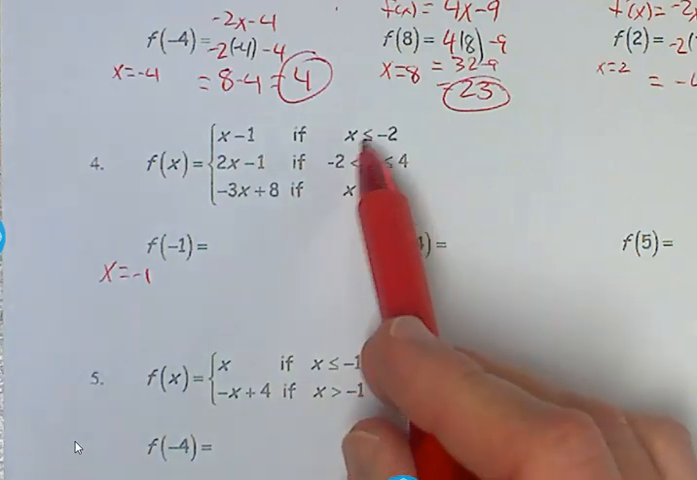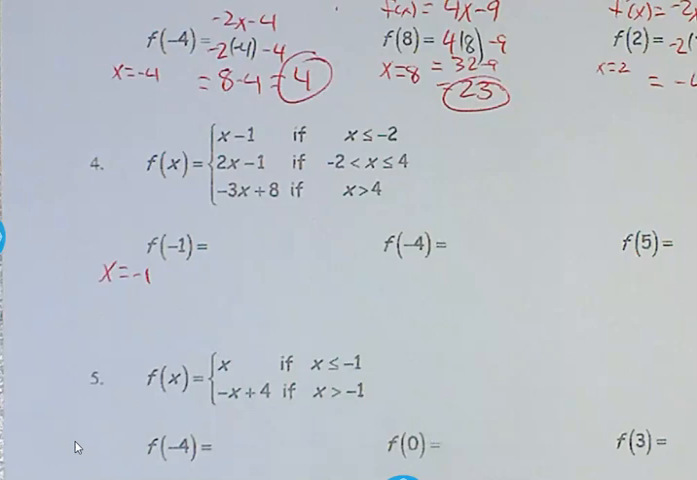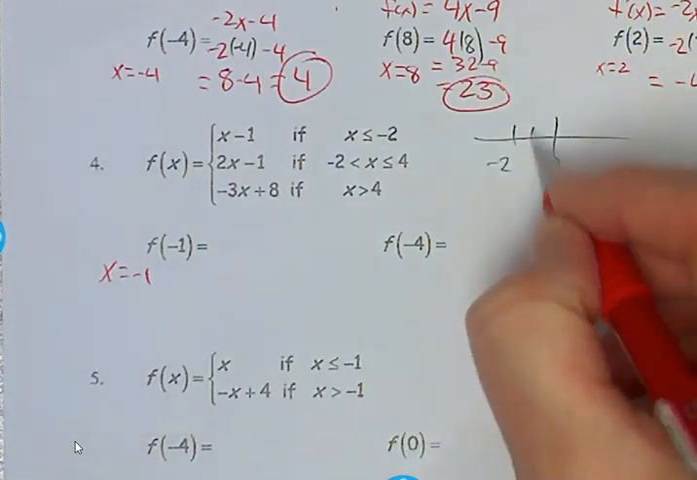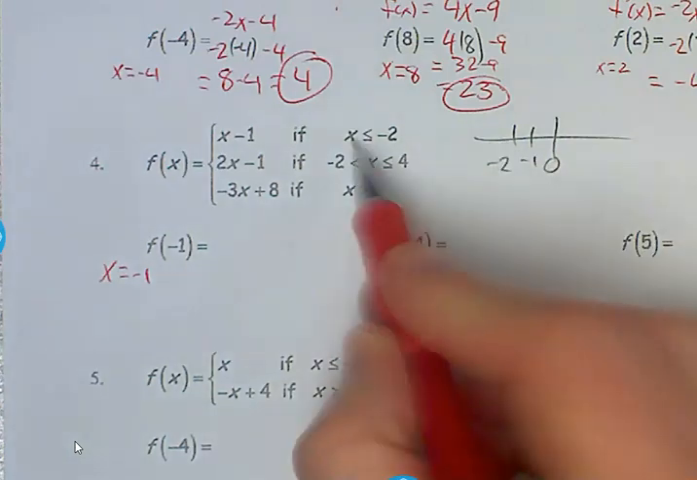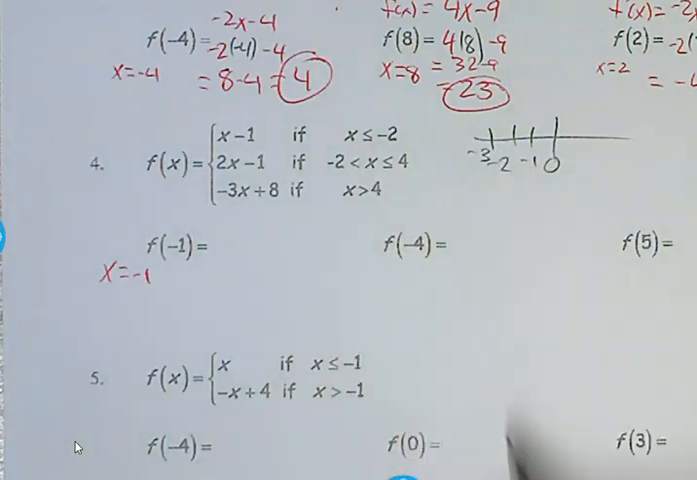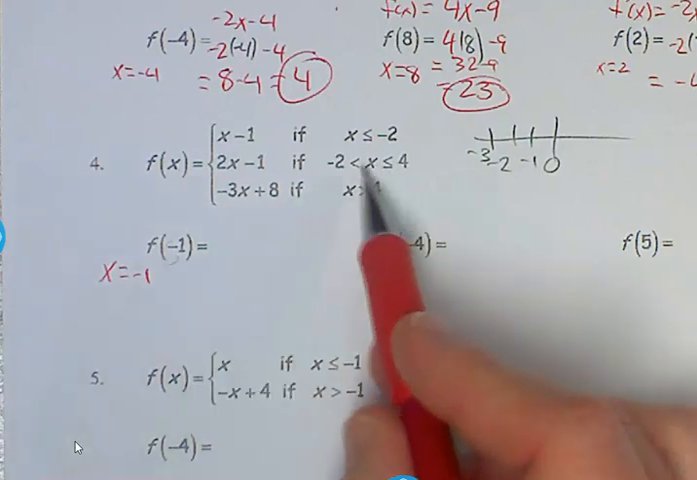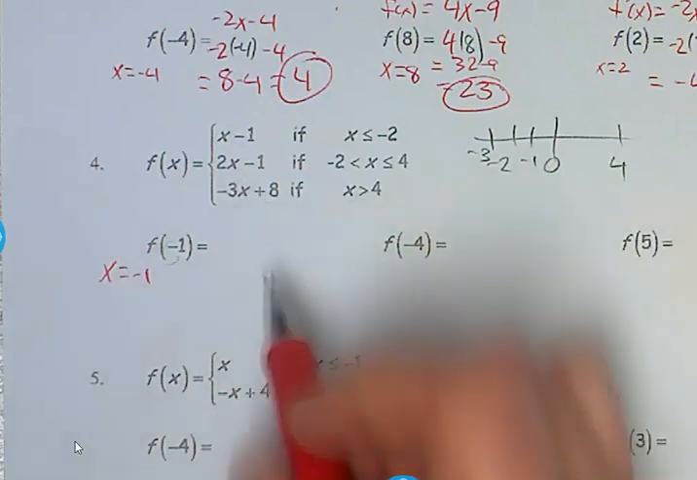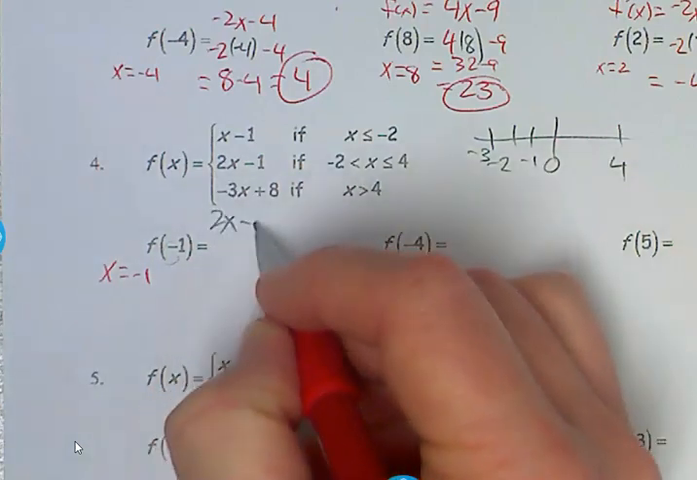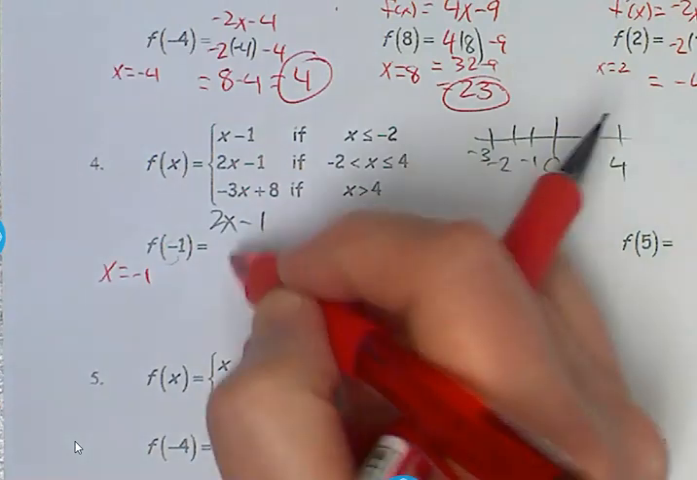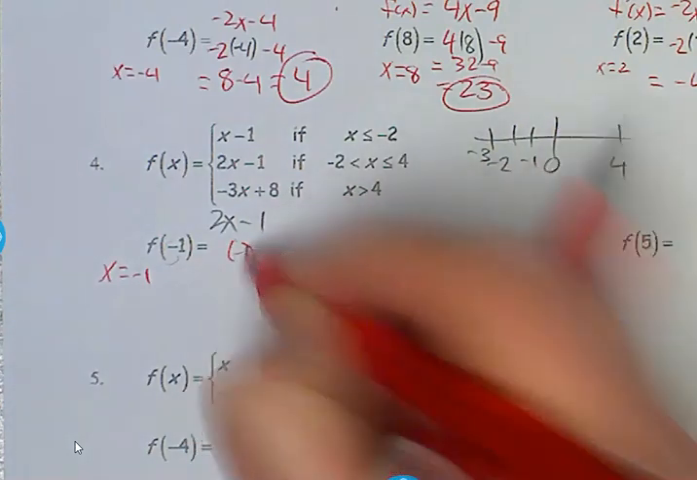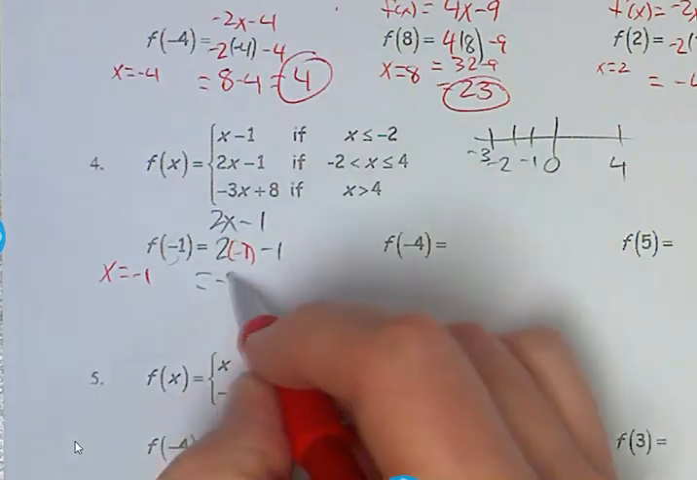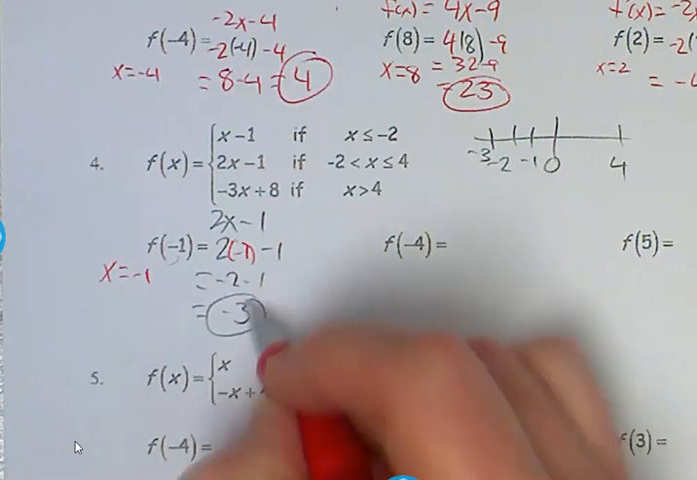Is -1 less than -2? Again, if you think about your number line, -2, -1 would be there. So it's everything less than -2, that's everything out this way. So that -1 should fit in here between -2 and 4. There it is right there, so we're going to use this part in the middle, the 2x minus 1. So we're going to plug in -1 there. We got 2 times -1 minus 1. It's -2 minus 1. Should be a -3.